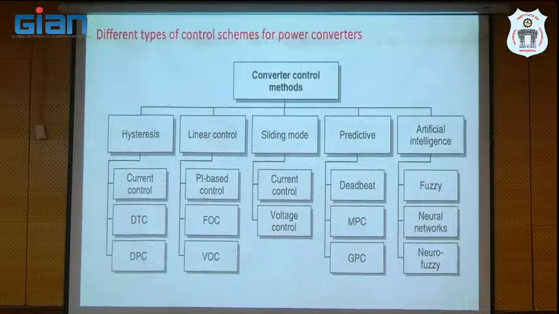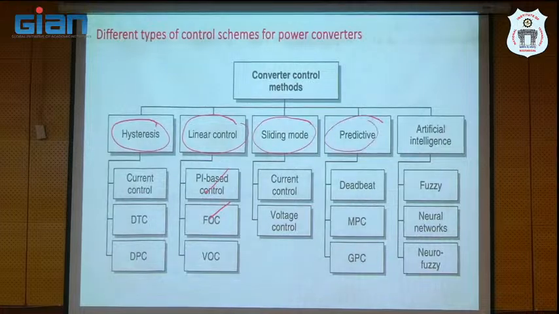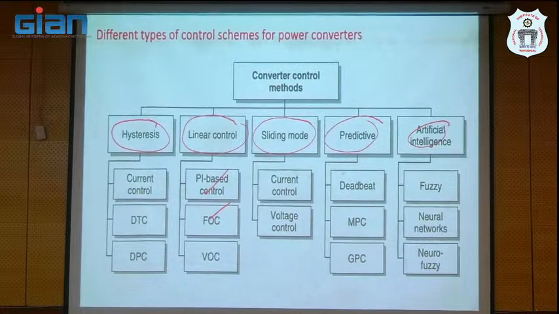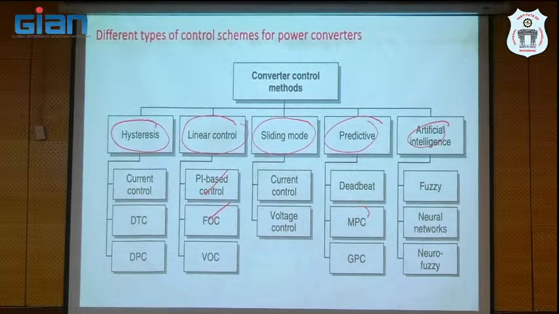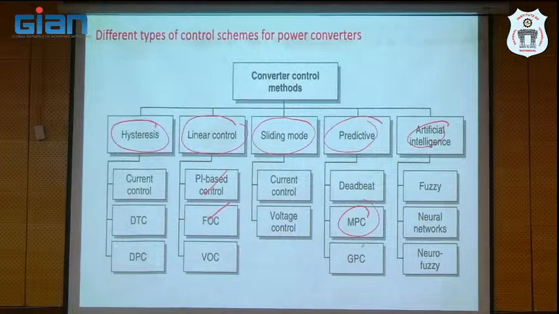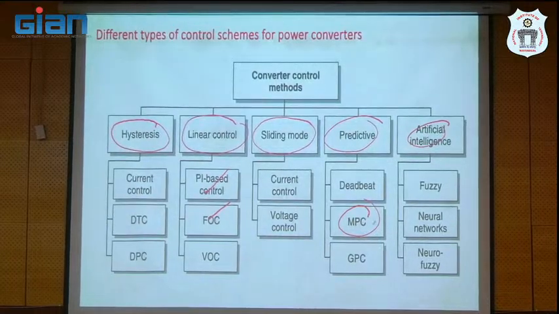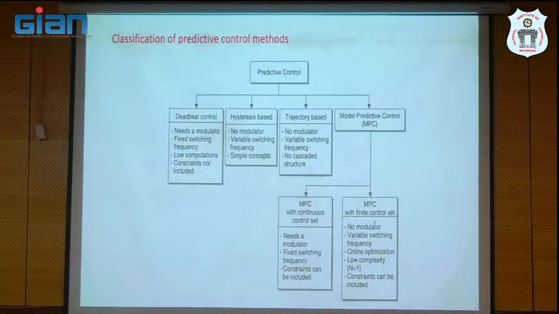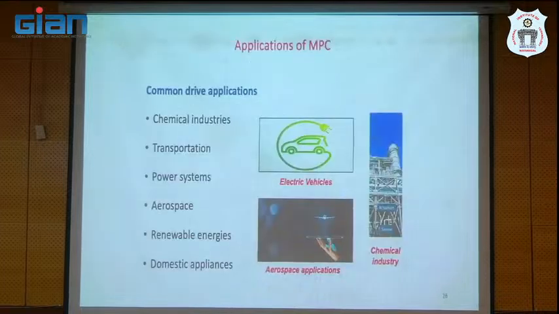With respect to the power converter side, they have proposed the hysteresis controller and the linear controller. Under the linear controller, there are field orientation control, PI-based control, sliding mode control, predictive control, and artificial intelligence. Under the predictive controller, model predictive controller has become very popular. We will try to discuss in detail what a model predictive controller is. These are all the applications of the model predictive controller.